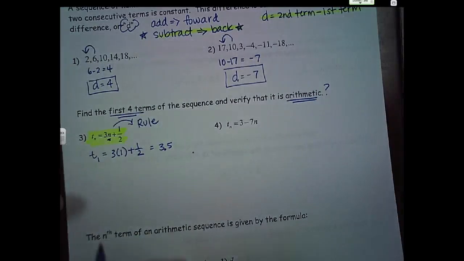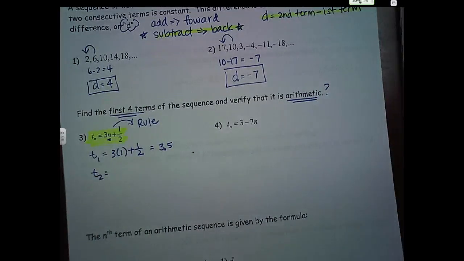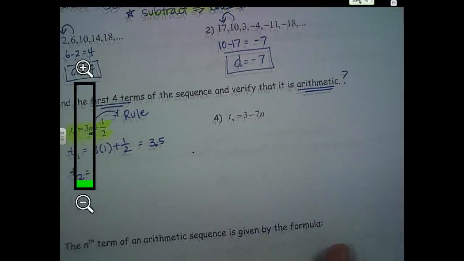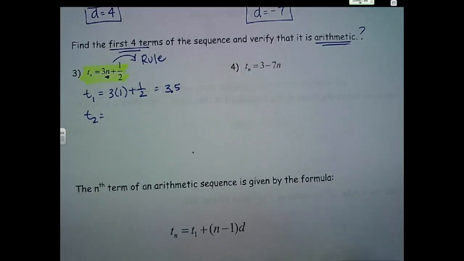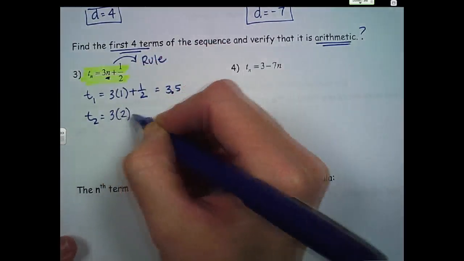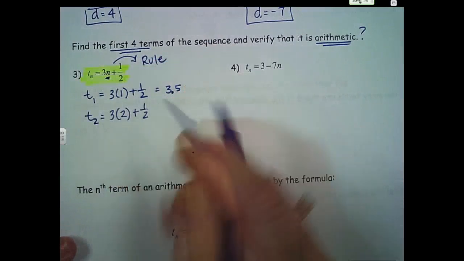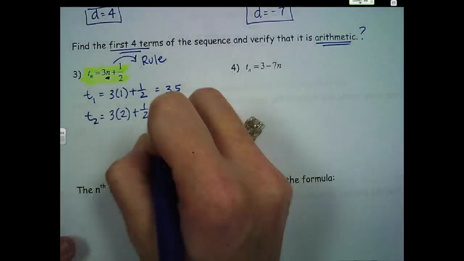Now let's find t sub 2. To find the second term, I'm going to plug in 2 into my rule. So n is right here, so I'm going to plug in a 2 there. You multiply first, so 6 plus 1/2 is 6.5.